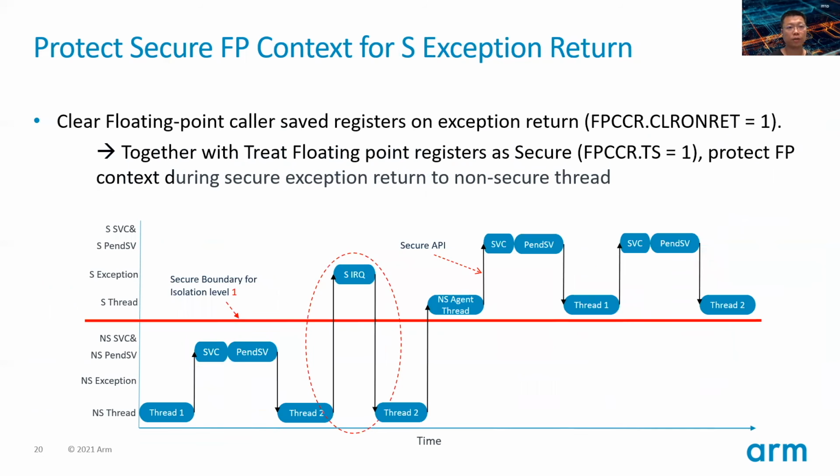Another case is to protect the secure FP context during the secure exception return. We should enable the option of clearing floating point caller saved registers on exception return. Together with the previous option, treat floating point registers as secure, these two options can protect FP context during the secure exception return to the non-secure thread.